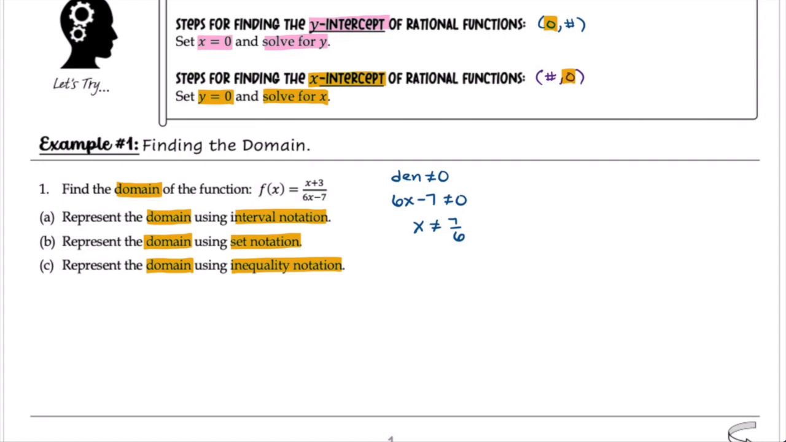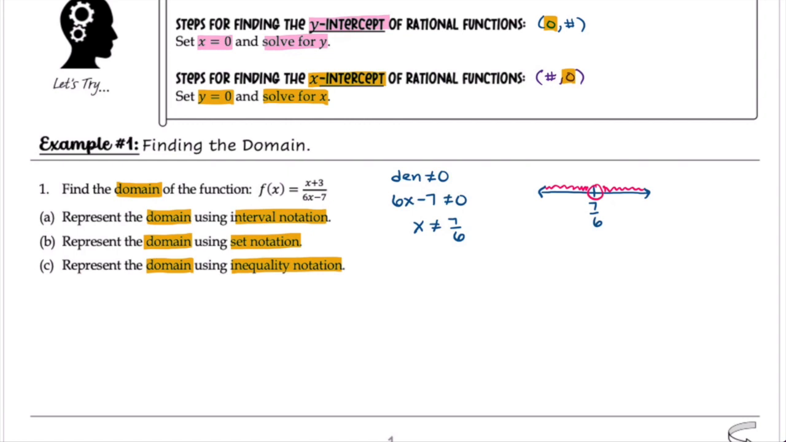Why can x not equal 7/6? Because it would make the function undefined. So let me graph this and see what this would look like on a basic number line. We would have this 7/6 not included, but we could have all numbers to the left and all numbers to the right of that 7/6, which means that the domain would include all numbers except for that 7/6.